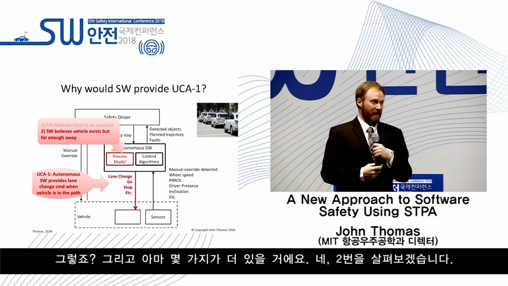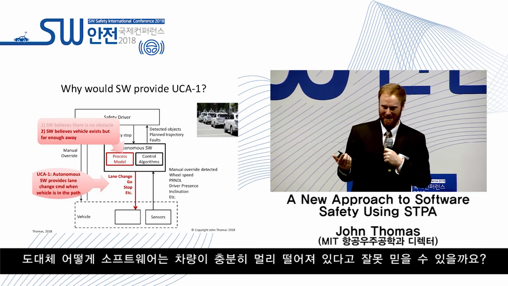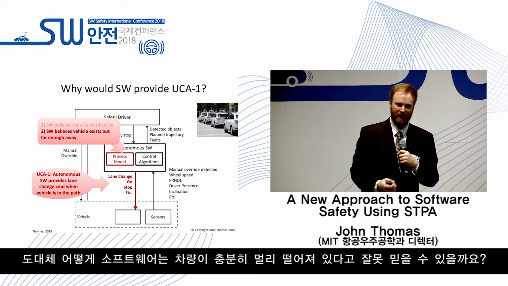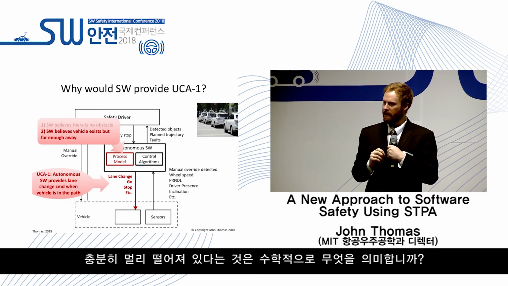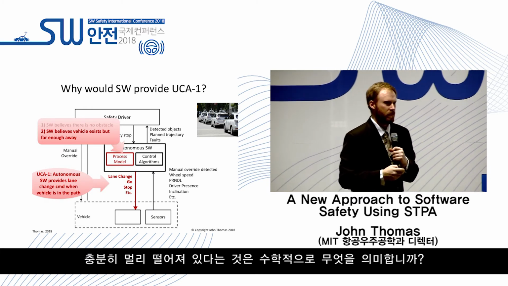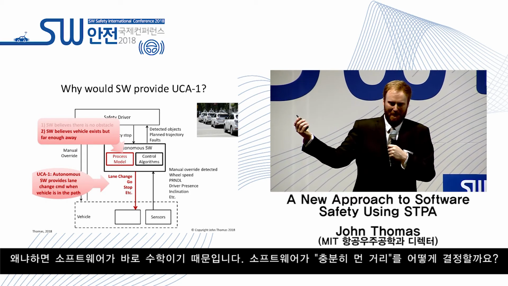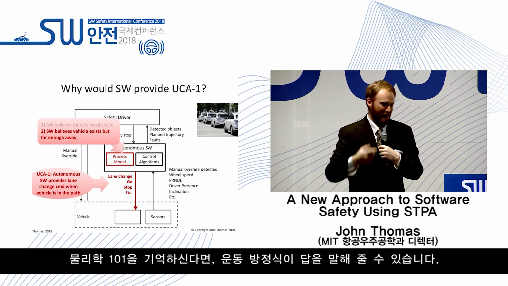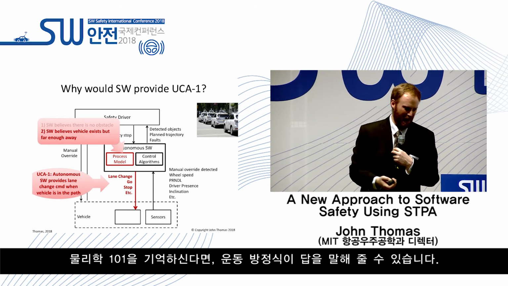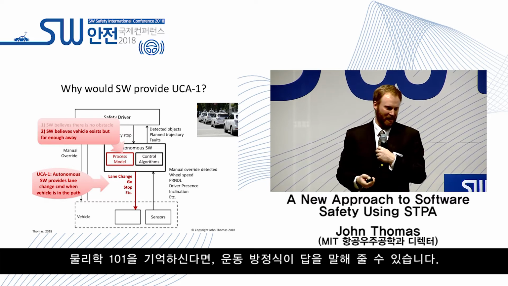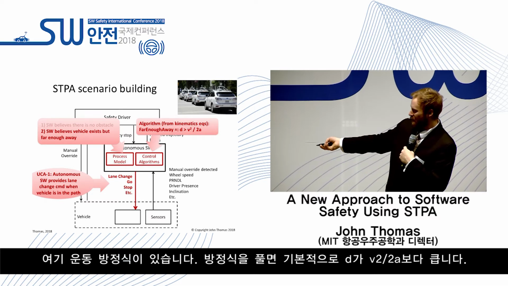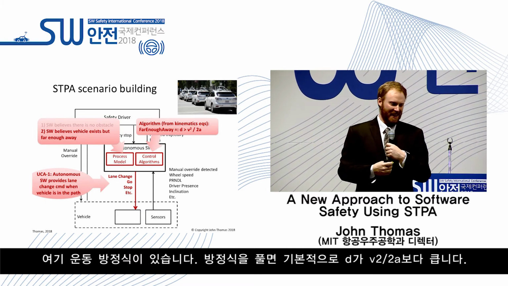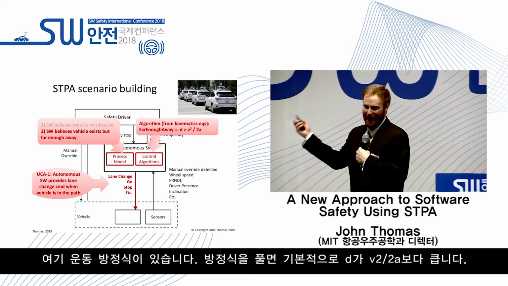Okay, let's look at number 2. How in the world would the software incorrectly believe it's far enough away? What does far enough away mean mathematically? Because that's what software is, math. How is the software going to determine far enough away? Well, if you remember back to Physics 101, the kinematic equations can tell us our answer. Here's the kinematics equation. If you solve this equation, you will find basically if d is greater than v squared over 2a.